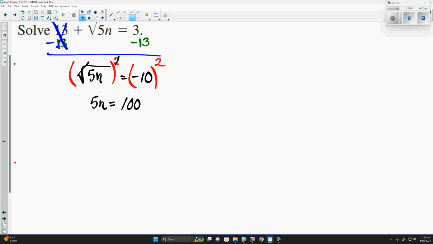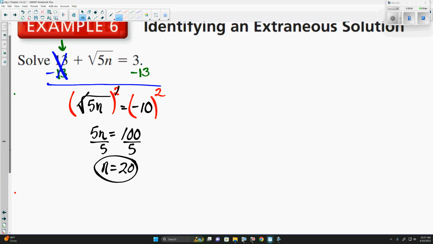And then lastly, what can we do? Divide both sides by 5, telling us n is equal to 20. And we can go on and check it just to make sure.